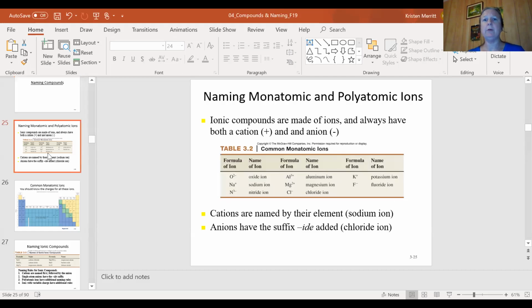The other area, of course, is the polyatomic ions. Those ones where you have more than one atom involved in that ionic structure.